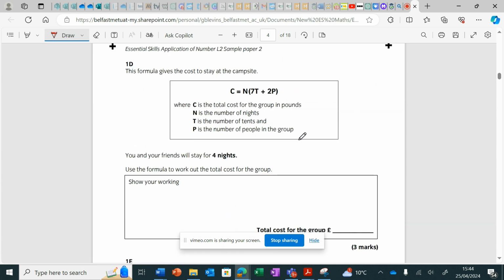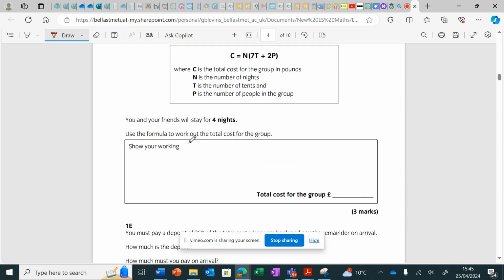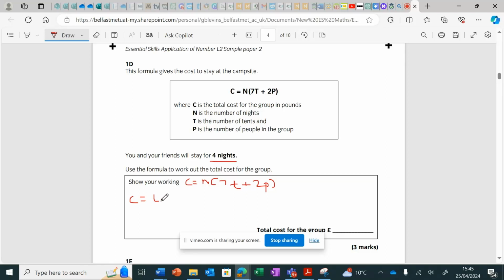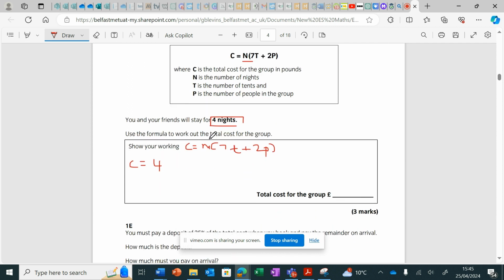Next, we'll move on to a formula question. Here we are here. We'll write the formula out. C equals N(7T + 2P). Right, so C equals the cost. That's what we're trying to find out. N is the number of nights, so I'm going to put 4 there instead of N, as it says 4 nights. There's no space between the N and the brackets. If there's no space between brackets, numbers, letters, symbols, it means multiply. If in doubt, multiply. It would be a little rule to follow.